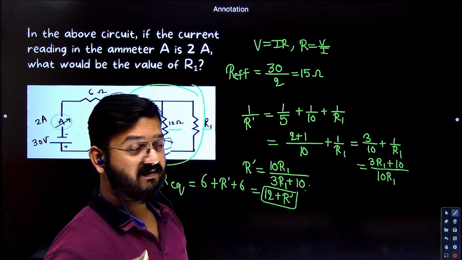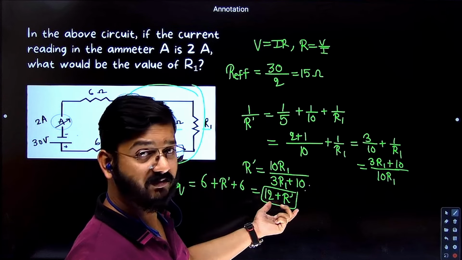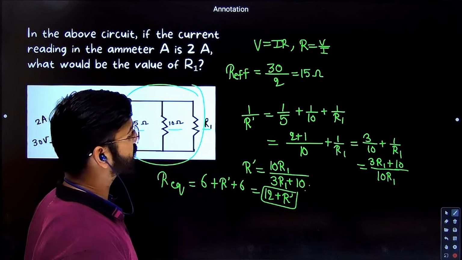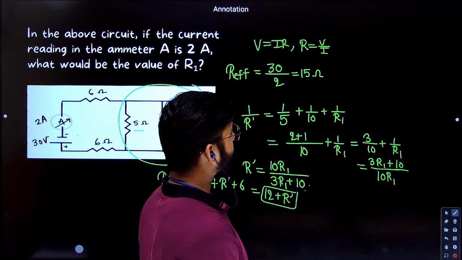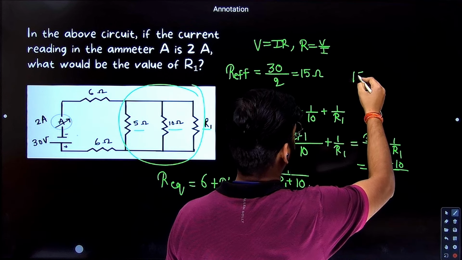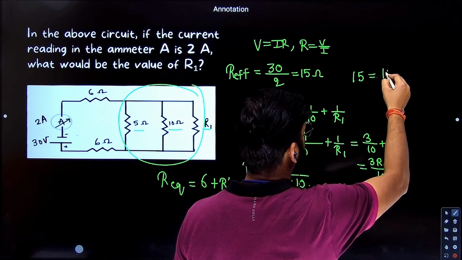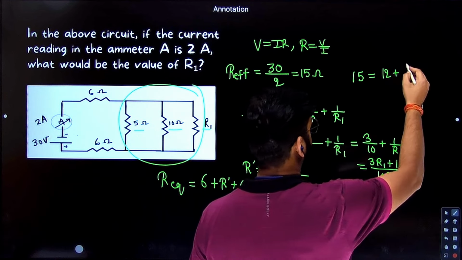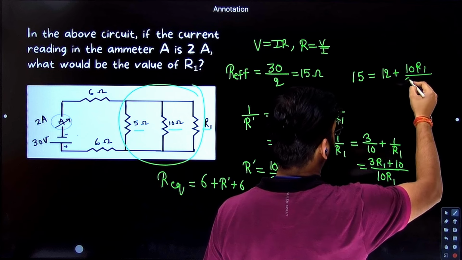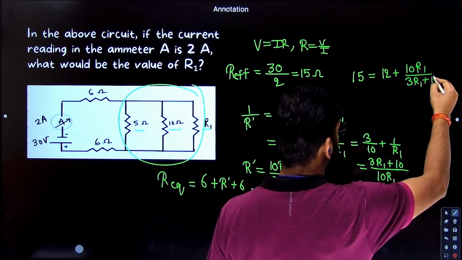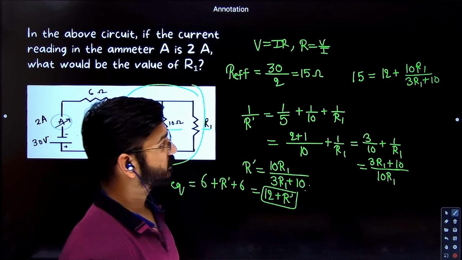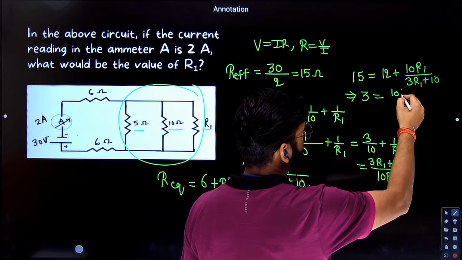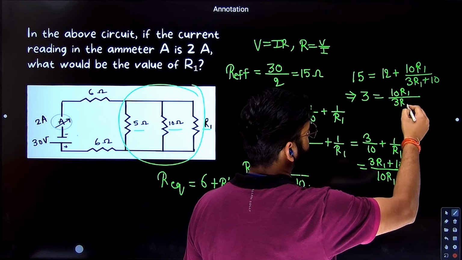So I found R effective by using this and this. Both should be equal or different? Obviously equal. So let's equate them. When you equate, you can write 15 equals 12 plus R dash. What is R dash, student? Substitute it: 10 R1 divided by 3 R1 plus 10. So now simplify, 15 minus 12, 3. 3 equals 10 R1 divided by 3 R1 plus 10.